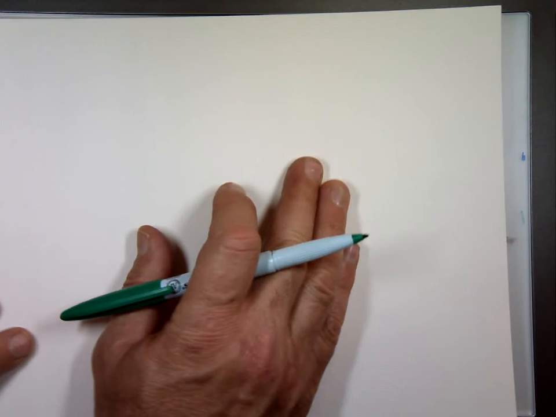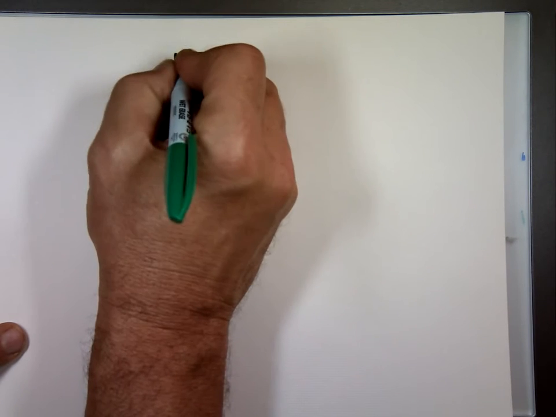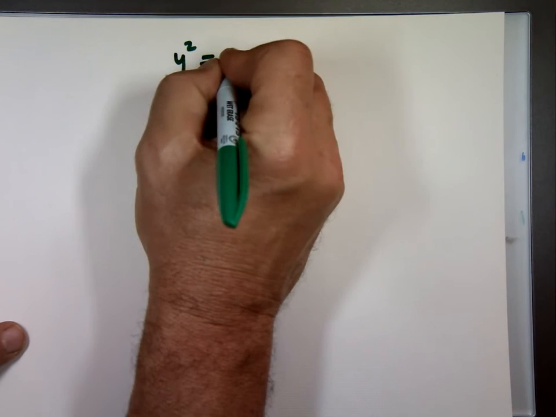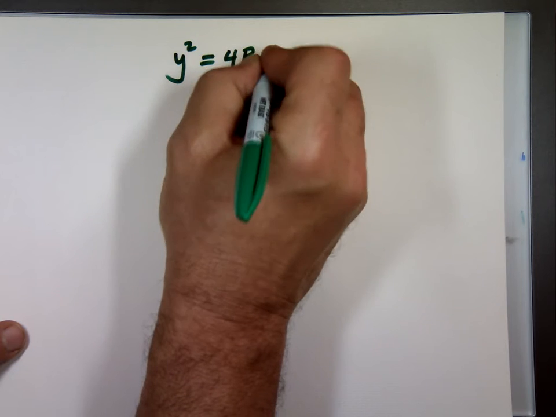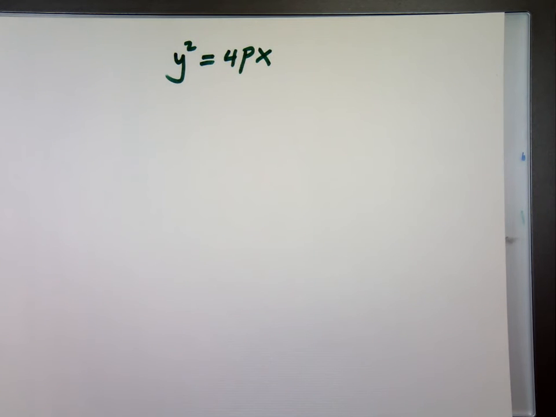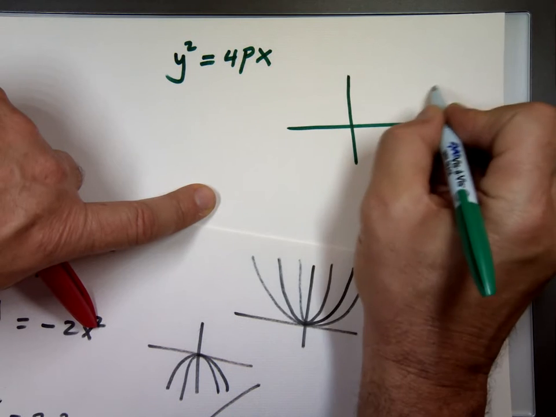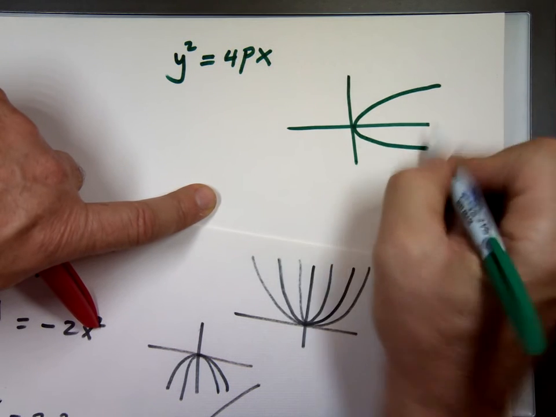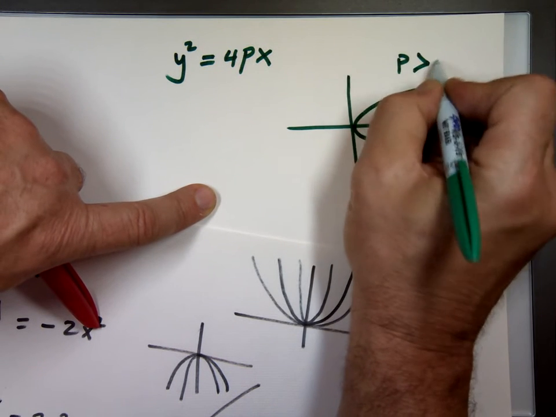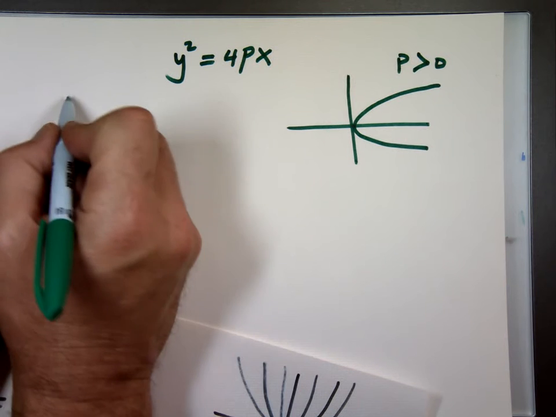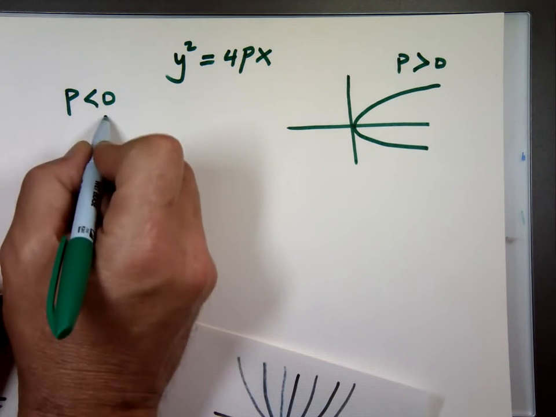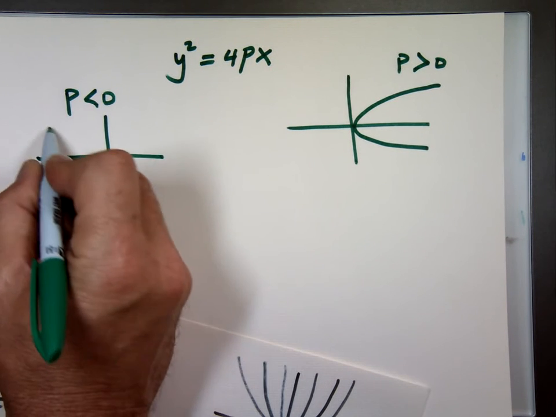If I have the standard form for a parabola, the standard form is y squared equals 4px. We said y is the squared. So if p is positive, it's going to look like this. P is greater than 0. And if p is less than 0, negative that means, it is going to be pointing in the opposite direction.